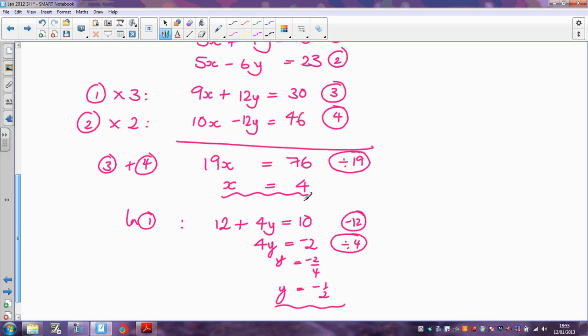So for the point of intersection, I know that the x-coordinate is 4 and the y-coordinate is minus a half. So that's my point of intersection.